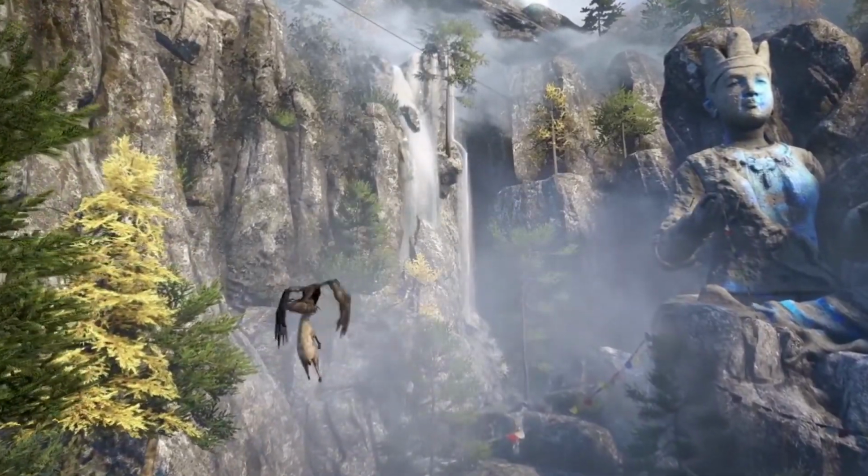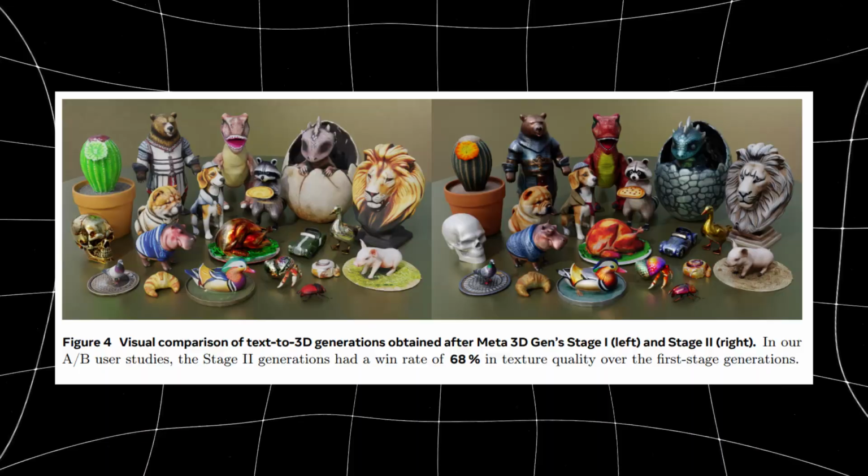And 68% of these people voted for stage 2, and that is the one on the right there. So as well as the comparison from stage 1 to 2, they also show some of the specific models that they've managed to make and what prompts were used to get them.